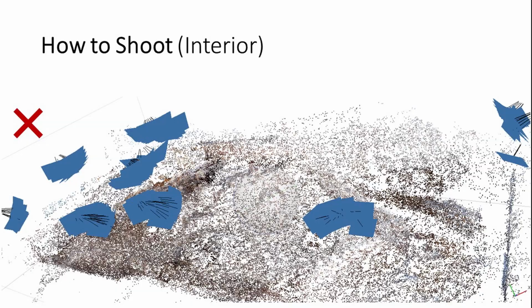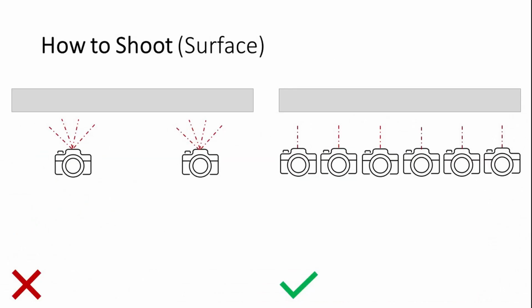In this example, you are capturing a surface. Let's assume the facade of a building. As in the example before, you need to make sure that you photograph the facade from different positions by moving along the surface rather than taking multiple pictures from the same position.